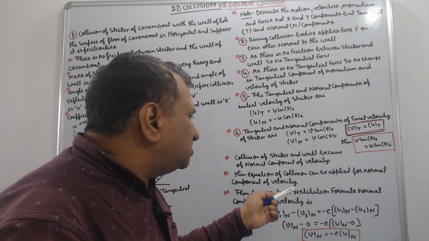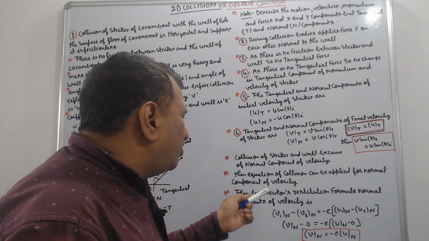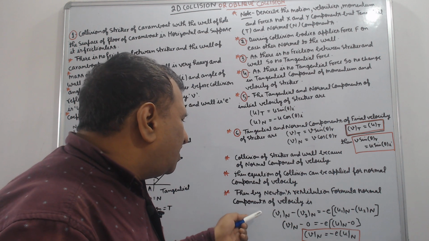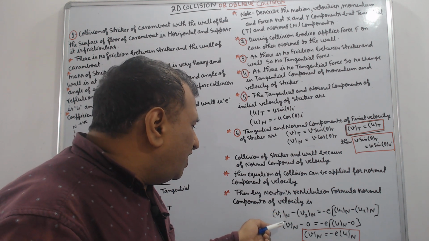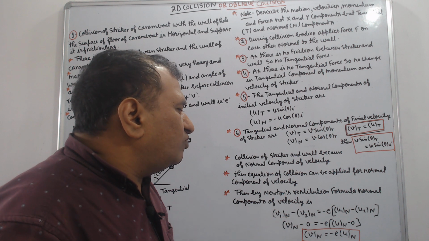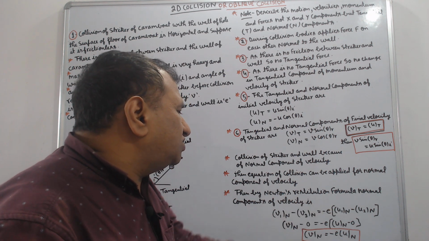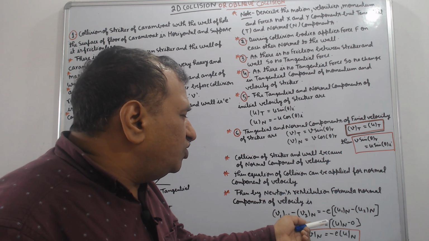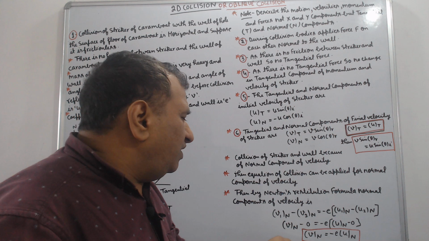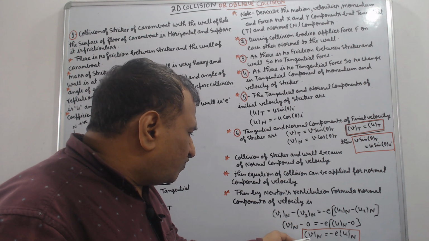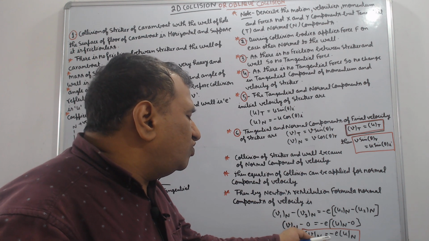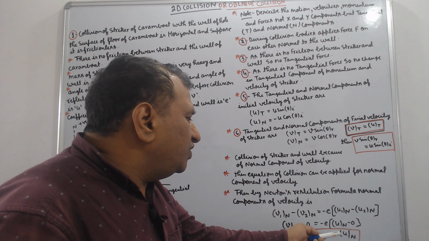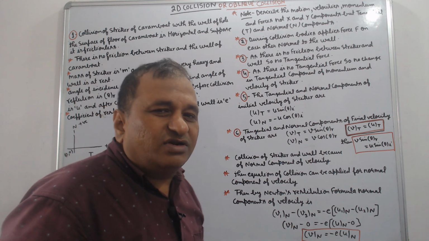Then the equation of collision can be applied for the normal component of velocity. By Newton's restitution formula, for normal components of velocity, v1 normal minus v2 normal equal to minus e times u1 normal minus u2 normal. So vn minus 0 equal to minus e times un minus 0. Vn, the final velocity normal component, equal to minus e u n, where e is the coefficient of restitution and u n is the initial velocity normal component.